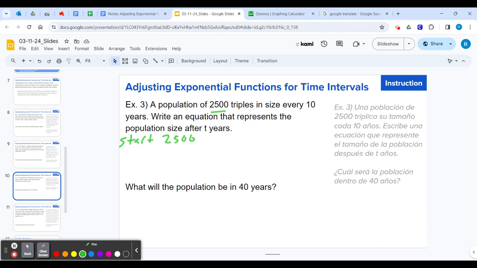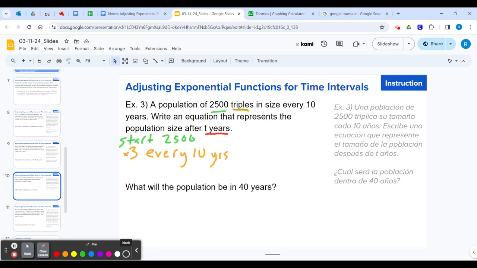And I am going to be tripling, so I know that's going to be times 3 over and over and over again. However, it's every 10 years. And we're going to model this with t years. So this is a little more tricky.